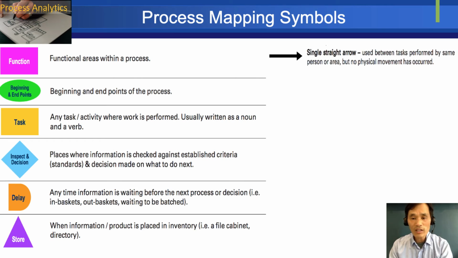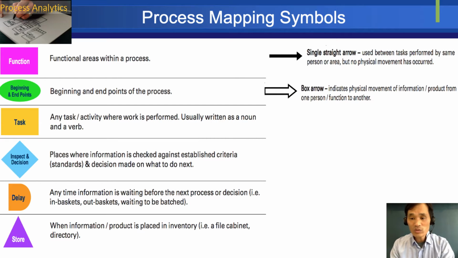Another thing that you want to look at is arrows. Here, the single straight arrow is often used and it represents the transfer between activities by the same person or in the same area. Box arrow, however, indicates physical movement of information, product or service from one person to another person. So if a task is moving to another person, then you are going to use this box arrow rather than the single straight arrow.